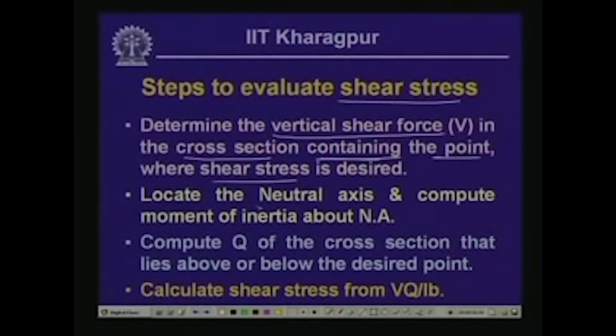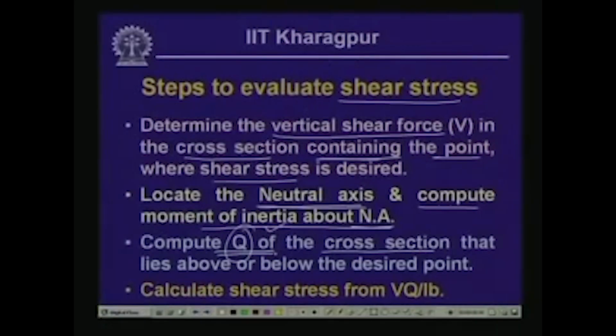Secondly, in the cross section we will have to locate the neutral axis, and we will have to compute the moment of inertia about this neutral axis. Then, as you have seen, we will have to compute the value of Q, which is the first moment of the area of the section above or below the point where we are trying to find the shear stress. As we have seen in case of a rectangular beam, if we take a section where we like to find the shear stress, we concentrate on the area either above or below that particular point, and we take the moment of that area with respect to the neutral axis, and that gives us the value of Q.